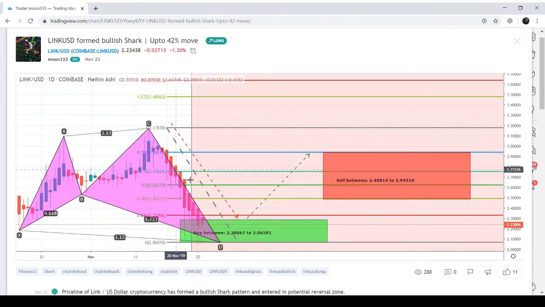The C to D leg should be retraced between 0.886 up to 1.13 Fibonacci, and we can see the price action has crossed 0.886 and also hit 1.13 Fibonacci. Now we are looking for the sell target, which is the projection area of the C to D leg from 0.382 up to 0.786 Fibonacci. So this trade has a capacity to give up to 42% profit.